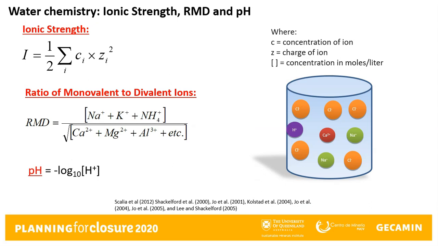You may wonder what factors influence the performance of geosynthetic clay liners. There are three water chemistry factors that can have a big influence on the performance of traditional sodium bentonite-based GCLs. The first is ionic strength.